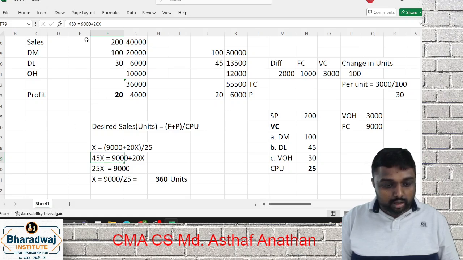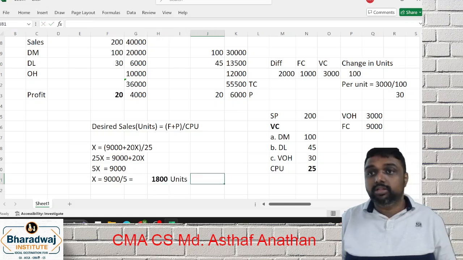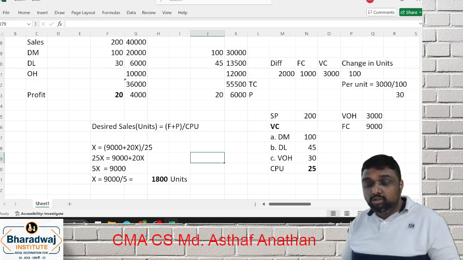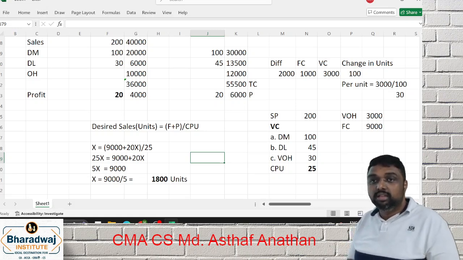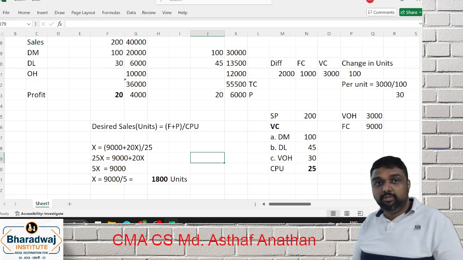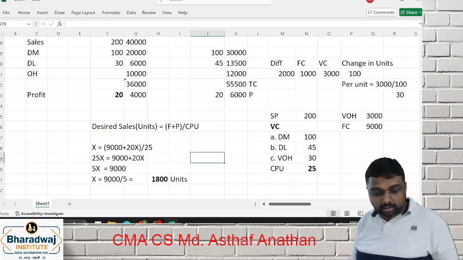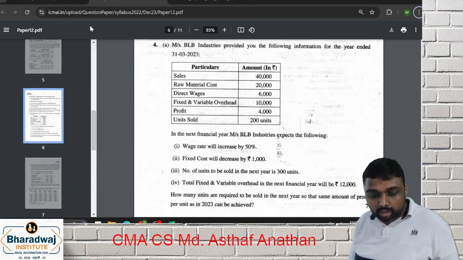Here you will have 25x. So you have to get 5x. So x will be 9,000 by 5, 1,800 units. If you want the same, the reason is that your cost is changed. That is how the answer will be. Clear or not? So if you want to get the reason for next year, you are able to get it.